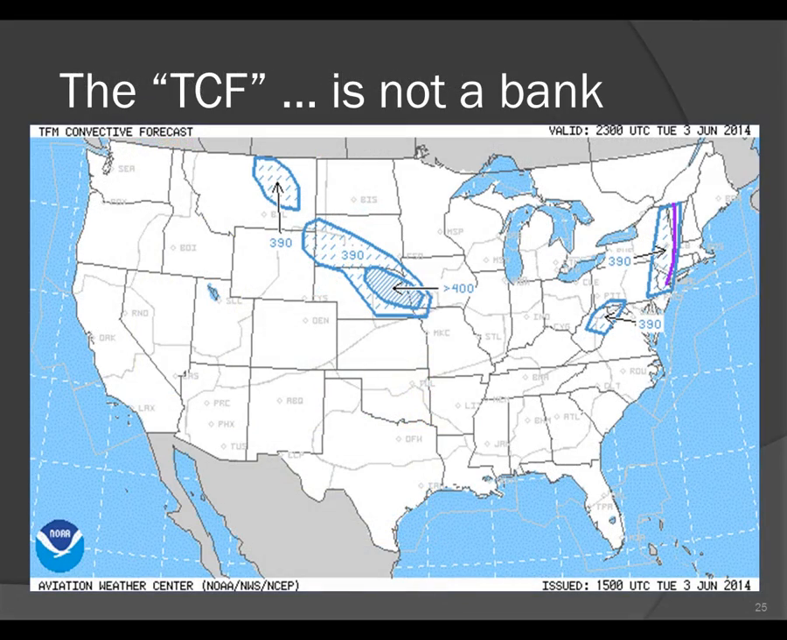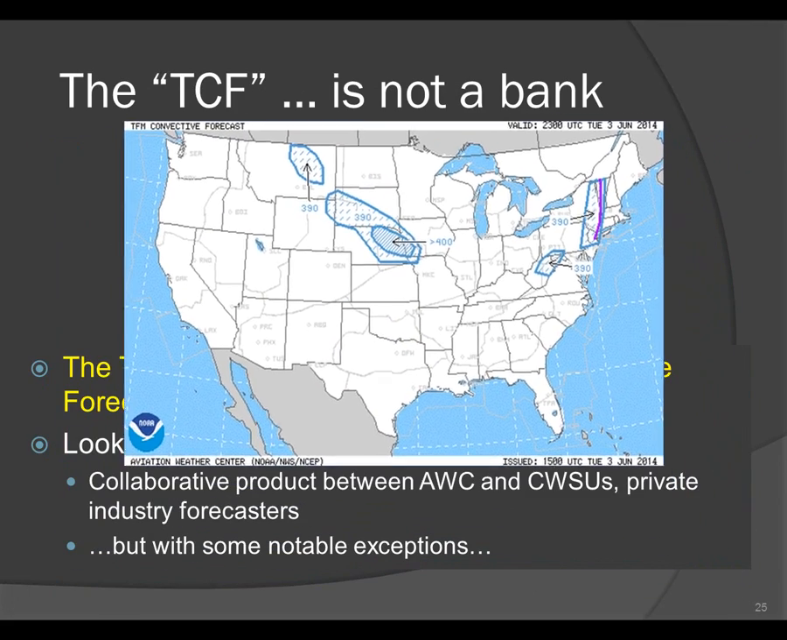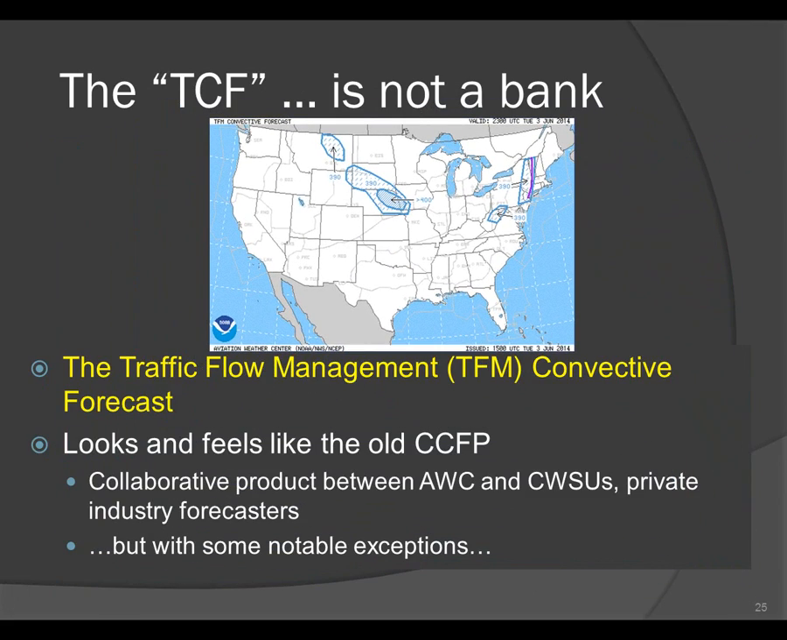Now let's look at a new product that we're using in the National Telcon to come up with traffic programs. It's called the TCF. The TCF in this case is not a bank. It stands for Traffic Flow Management Convective Forecast. It looks and feels like the old CCFP. It is a collaborative product between AWC, CWSUs, and private industry forecasters, but it has some differences between it and the old CCFP.